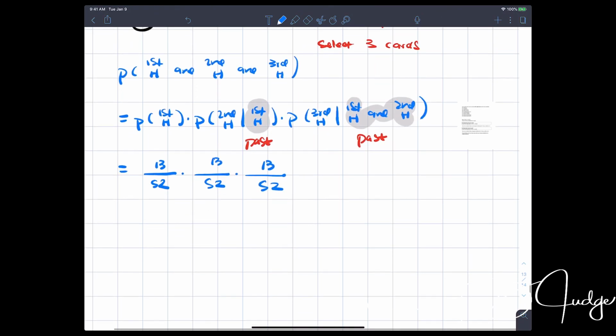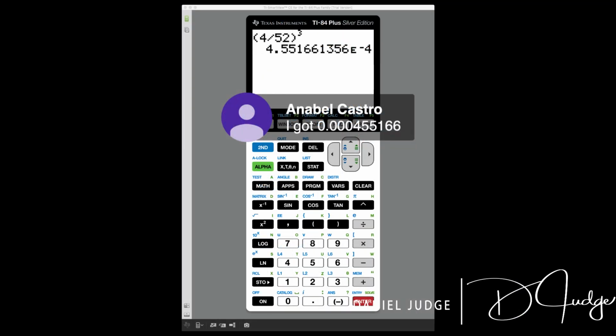And you notice this will give you 13 out of 52, again, to the third power. And some of you guys might say, but Mr. Judge, isn't that also the same as 1/4 to the third power? It is, because 13 out of 52 does reduce to 1/4. But since you guys are using your TI calculator here, right? Here's what you get. Let's clear that.